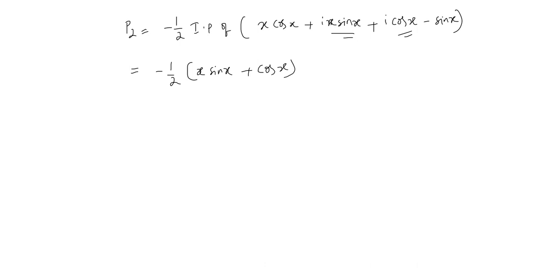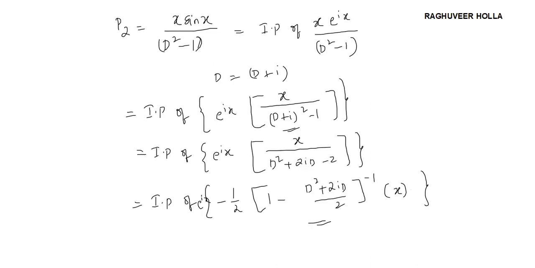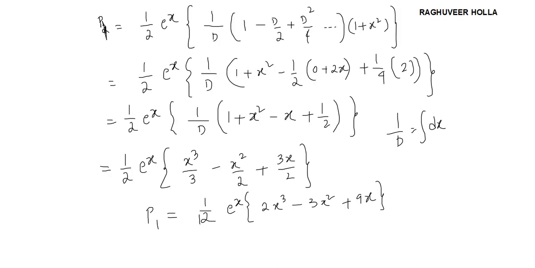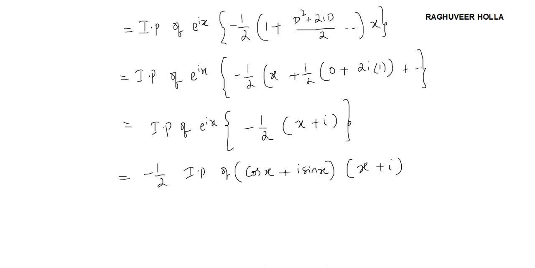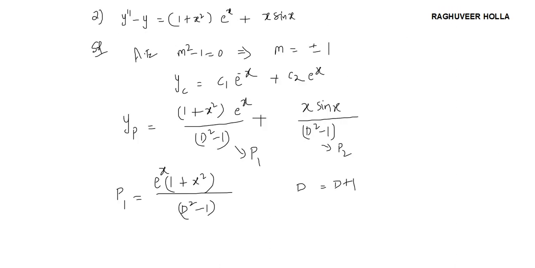So yp is equal to P1 plus P2. So P2 being this and P1 being this. So y is equal to yc plus yp. So yp we have already done, and yc being this.